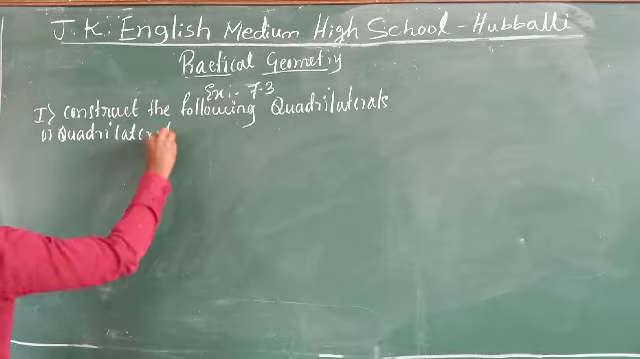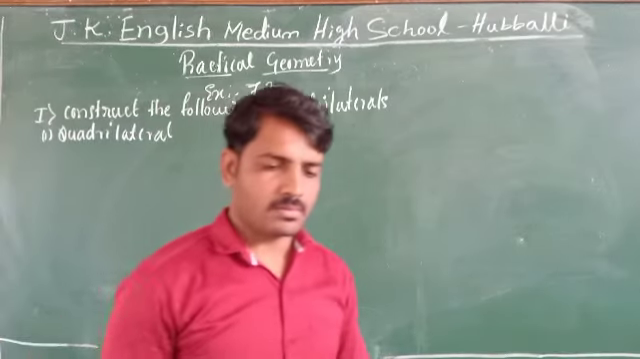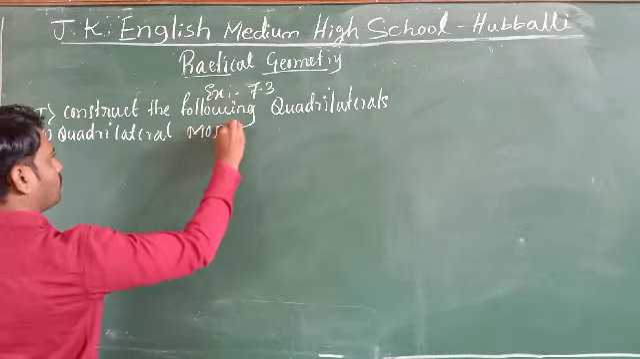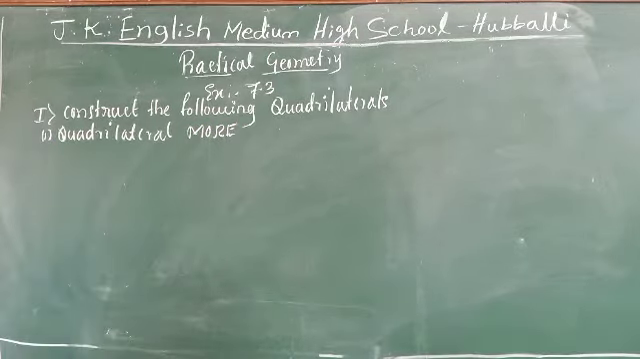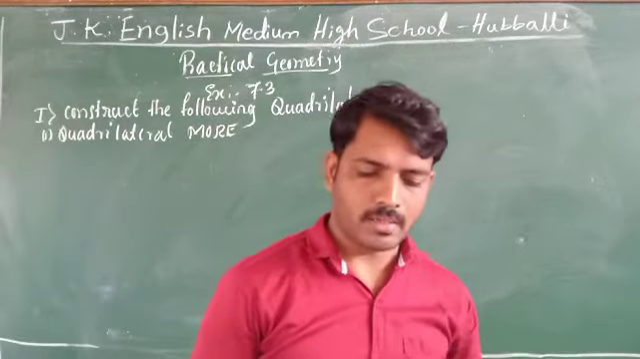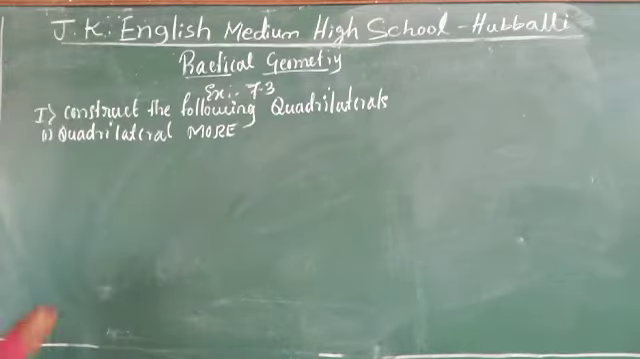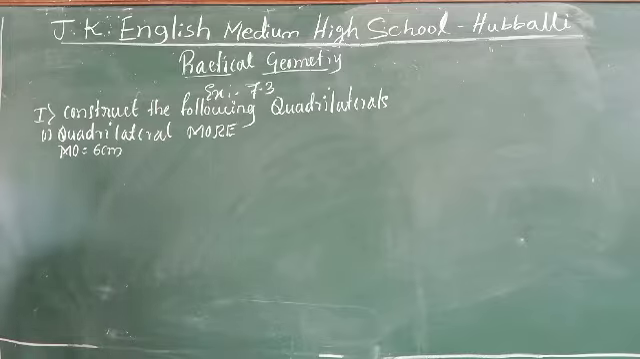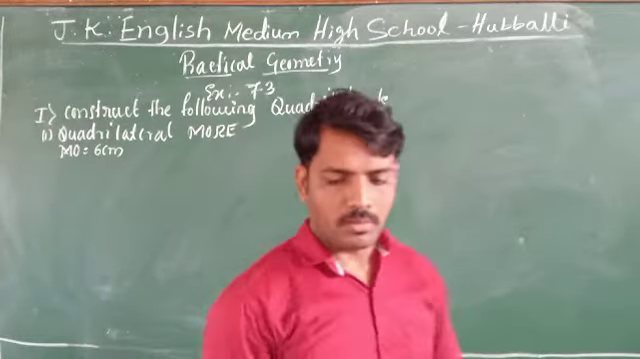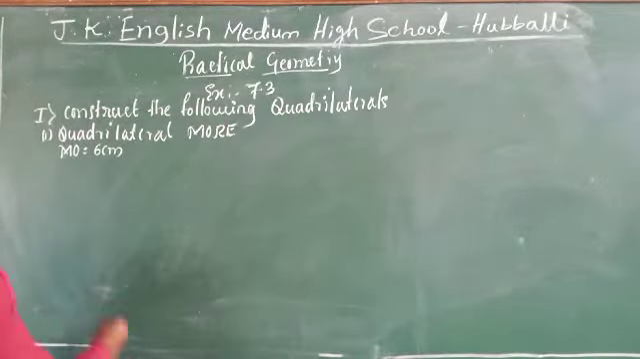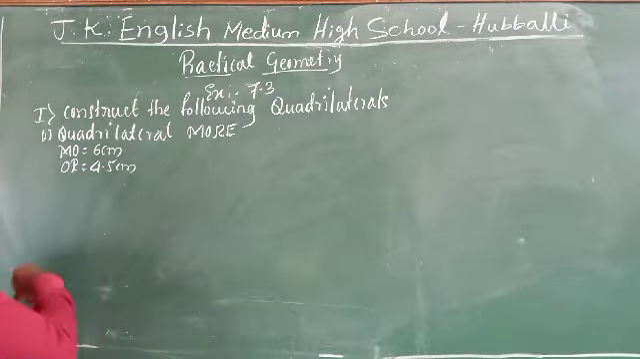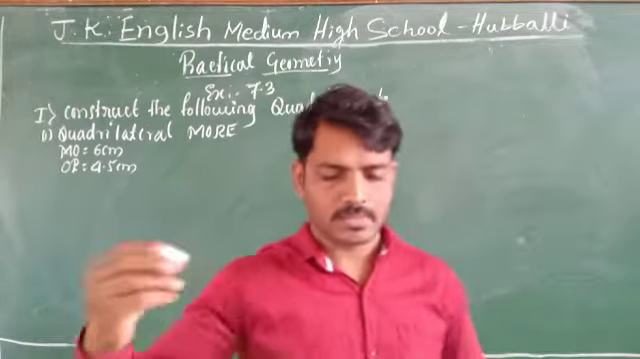Quadrilateral is M-O-R-E. Okay, let's give some values. The values are MO is equal to 6 centimeter. OR is equal to 4.5 centimeter.